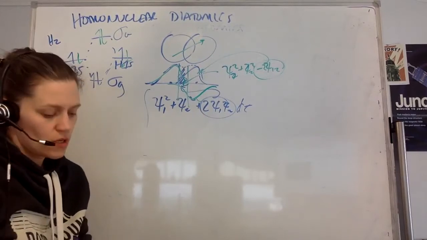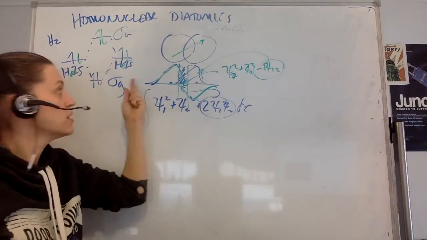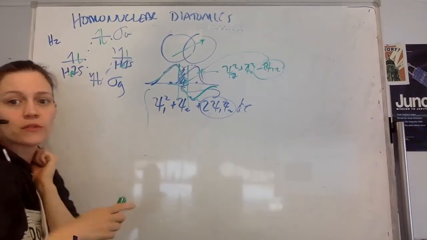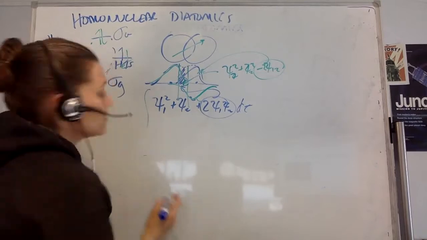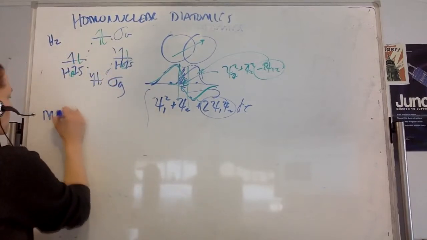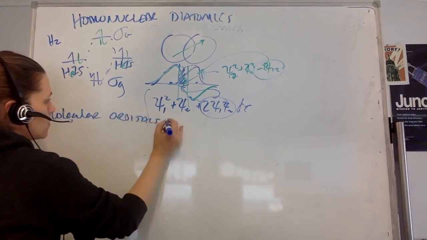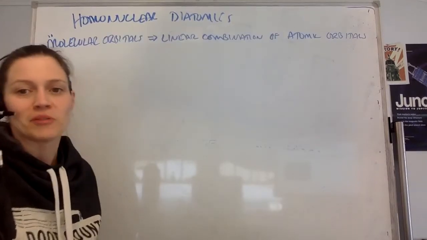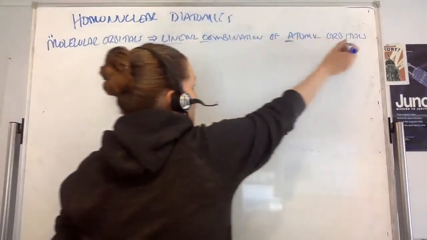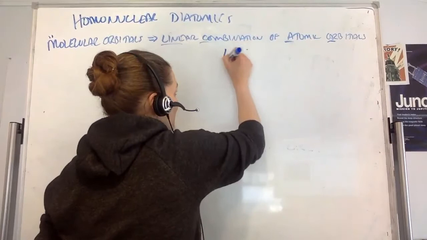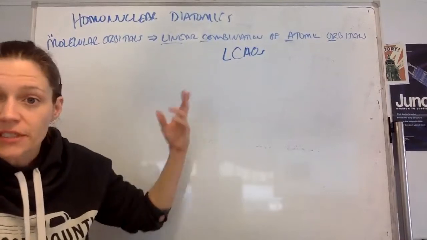Okay, so we're now going to combine all of this into how you convert atomic orbitals into molecular orbitals via the wave function. Molecular orbitals are formed from a linear combination of atomic orbitals, LCAOs. You'll probably see that often. So, linear combination of atomic orbitals.